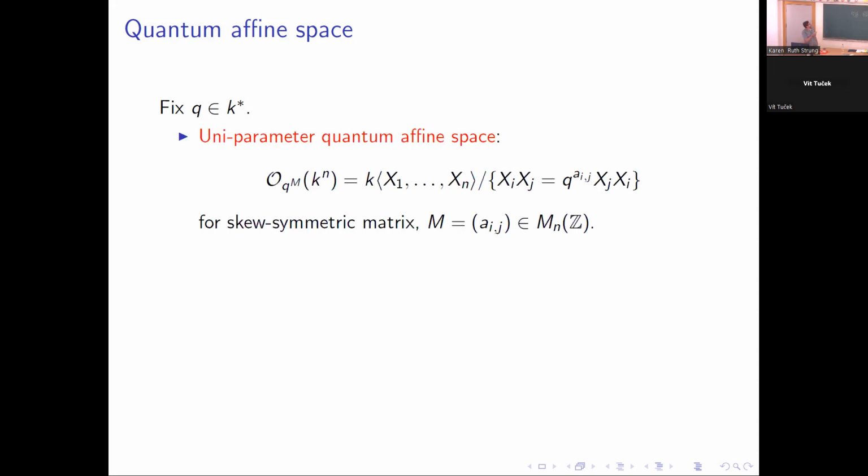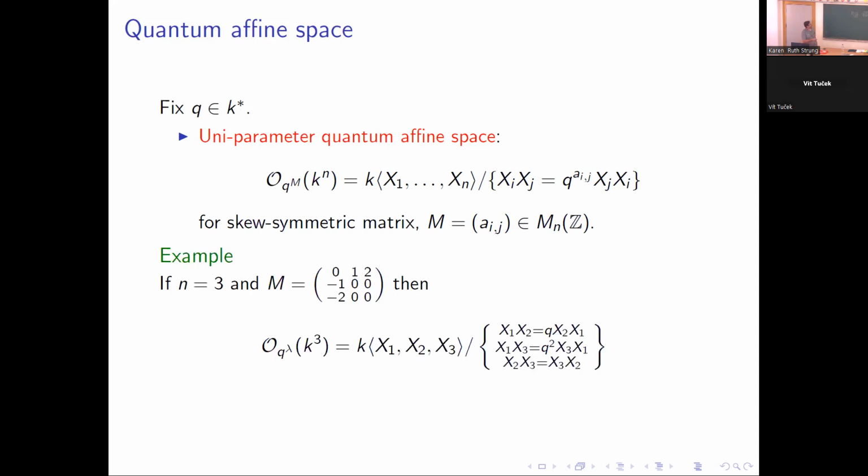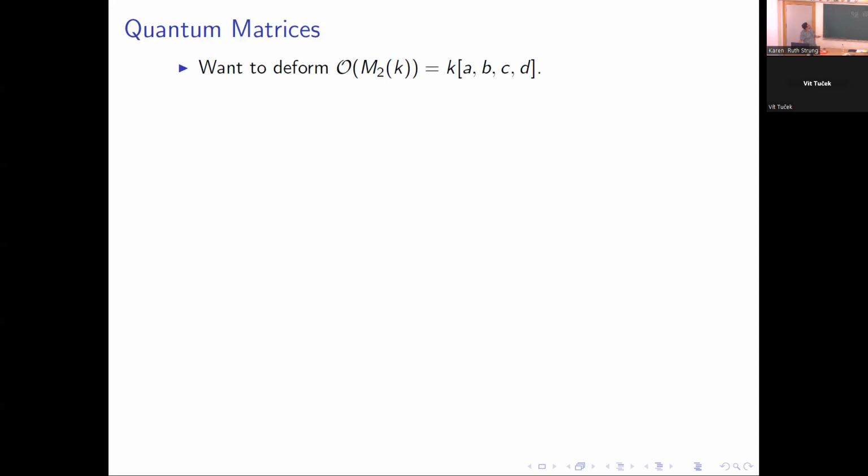So a uniparameter quantum affine space is just an algebra where you have generators x1 to xn, and this type of commutation relation, where M is a skew-symmetric matrix. So nothing too difficult here. I just gave you an example. If n is 3 and you choose this matrix, which has to be skew-symmetric to make it into a nice domain, etc., then you get this type of relations. Okay. Right. So that's not very practical. You can't really see what I've written here, but that's okay.